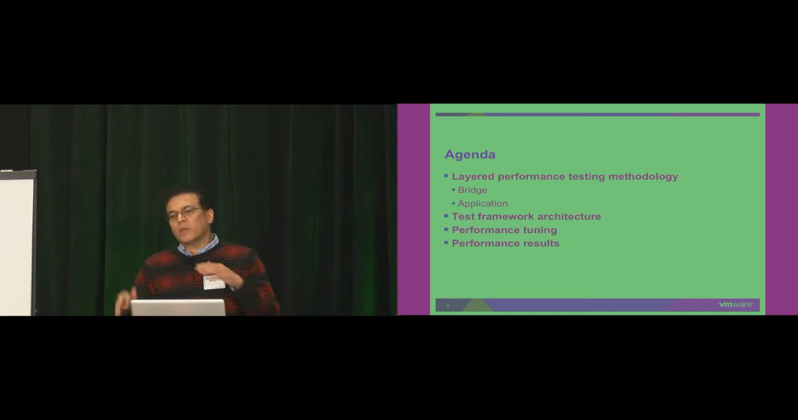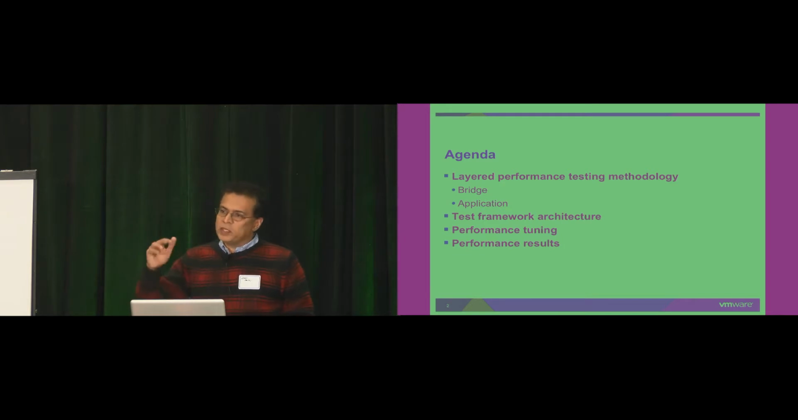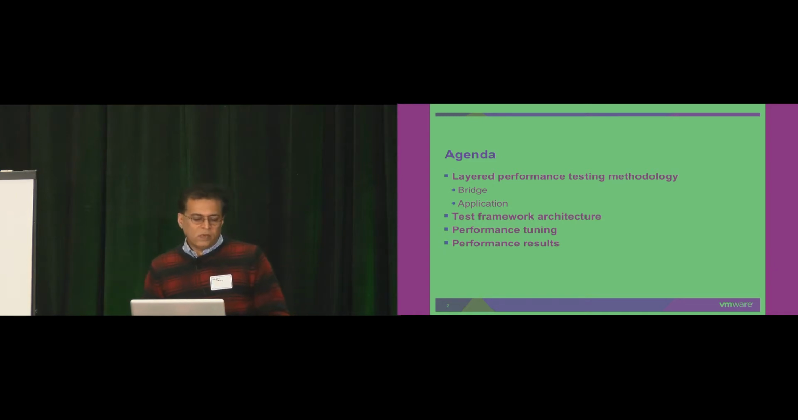So we have been looking at performance in different layers. What we call the bridge layer would be just focusing on OVS performance for forwarding. And then a higher layer would be an application layer where OVS is a component in a virtual network. We will talk about our framework and some of the configuration settings which we use. And lastly, we'll present some results and we can talk about that.